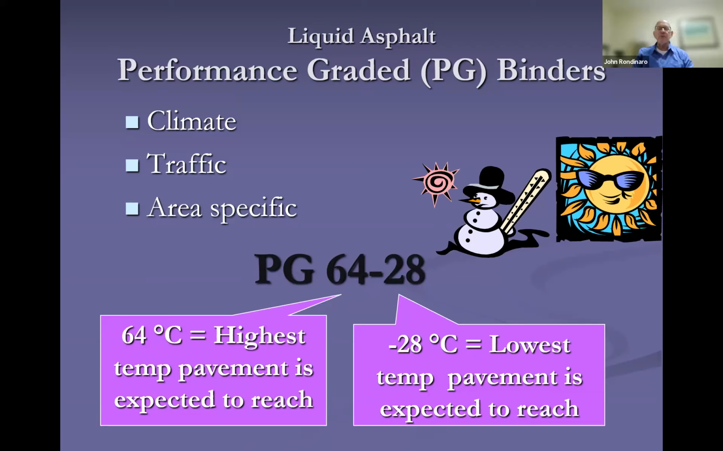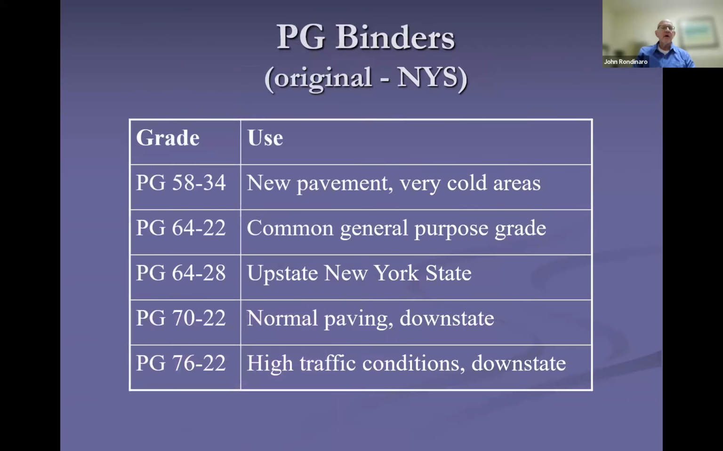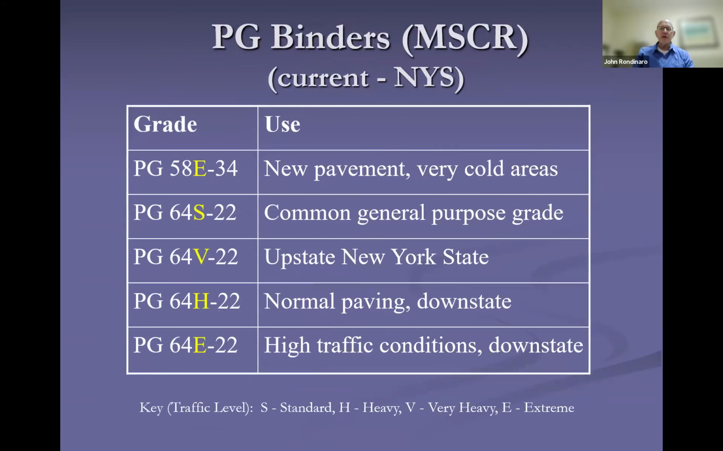So 28 is probably minus 20 Fahrenheit, somewhere in there. Then in terms of the binders, originally, as we switched over to the Superpave system, this is what you would have seen in New York. But like everything, we continue to advance, we continue to evolve. These are our current grades.